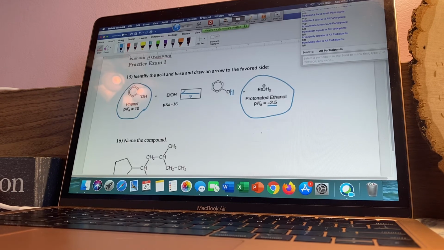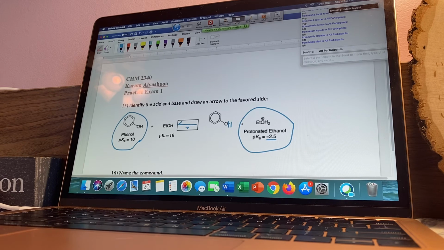Got that? If we have a lower pKa on one side, we're always going to favor the opposite side. Like if a lower pKa for the acid, yeah. Okay. Yeah. Because of course, pKa only shows relative strength, right?